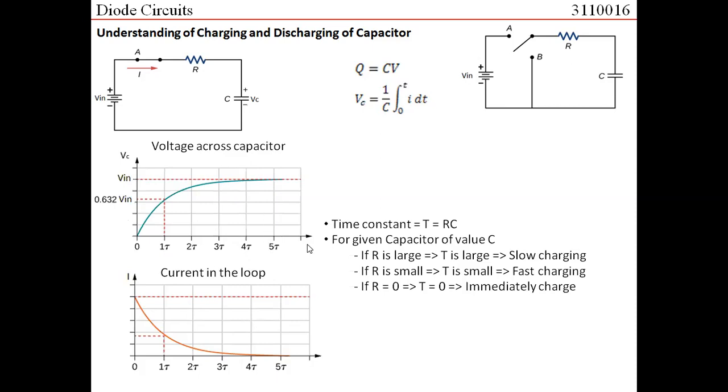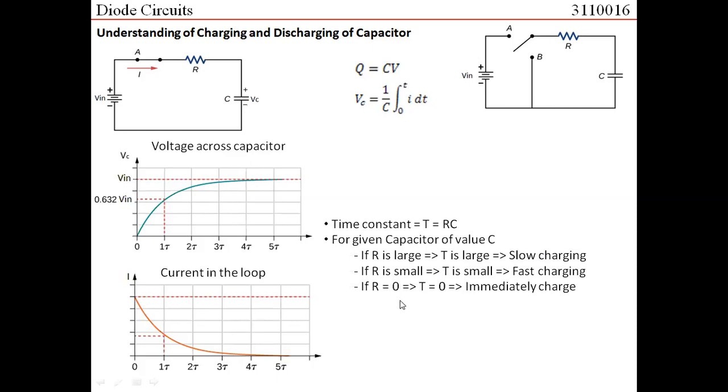Right? So if I say my time constant is 1 second, then you can assume that in 5 seconds this becomes equal to Vm. Now, if R is large, this time constant would be large. So 5 times the time constant would be large, and hence we would say that the charging is slow. But if R is small, then the time constant is small, and hence we would achieve fast charging. So instead of 1 second, if I say that my time constant is 0.5 seconds, then this can be achieved in 2.5 seconds, right?